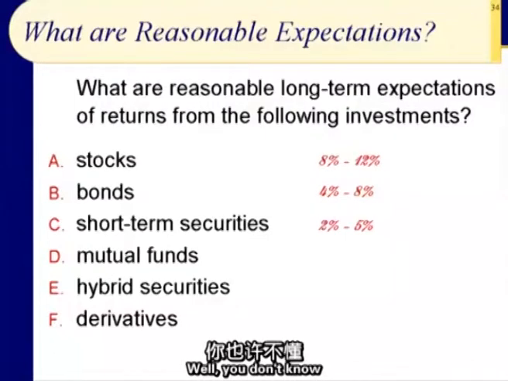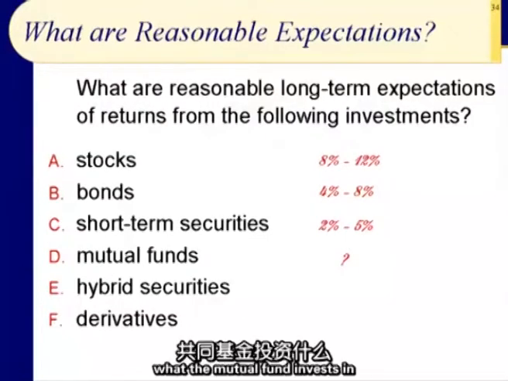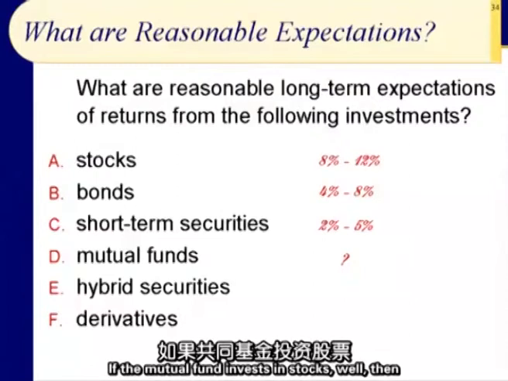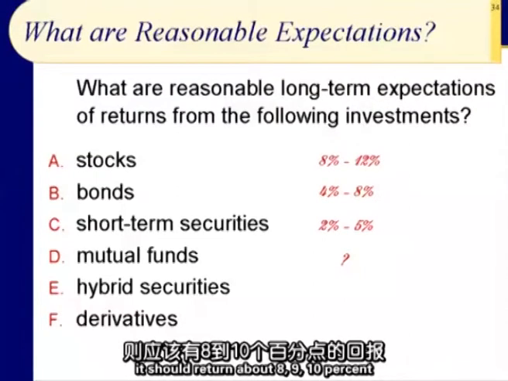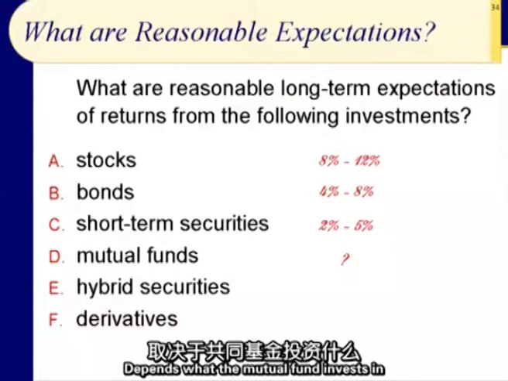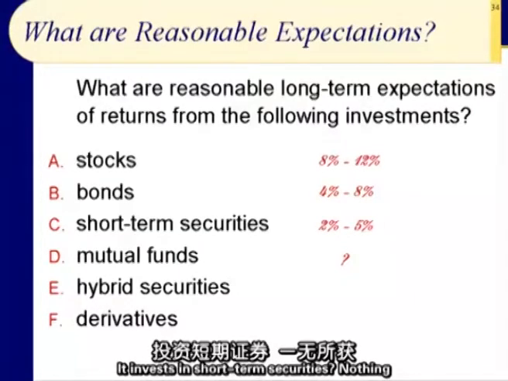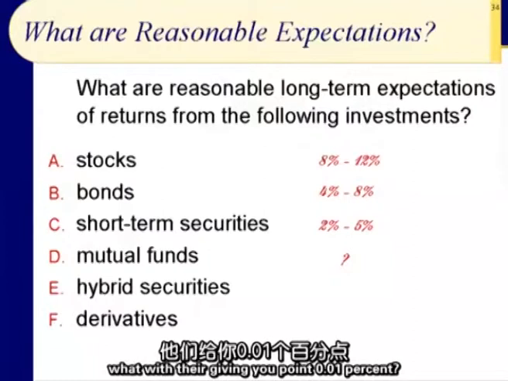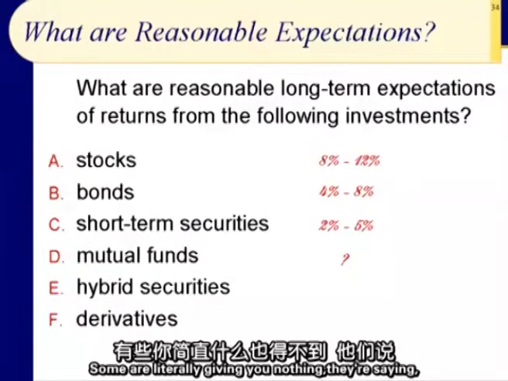Now, how about mutual funds? Well, you don't know. Why? Because you have to know what the mutual fund invests in. If the mutual fund invests in stocks, then it should return about 8, 9, 10%. Bonds, it depends what the mutual fund invests in. If it invests in short-term securities, nothing. Well, that's what they're giving you, 0.01%. Some are literally giving you nothing.